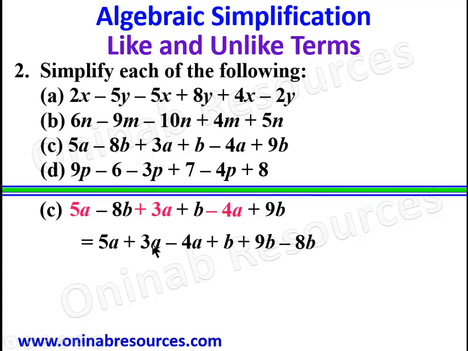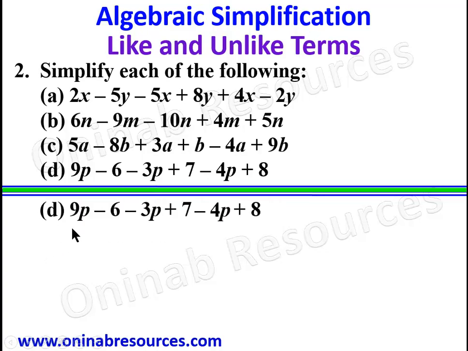5a plus 3a gives 8a. 8a minus 4a gives 4a. Then b plus 9b gives 10b. 10b minus 8b gives 2b. So I have it as 4a plus 2b. Again, we cannot simplify further. That is the end of the solution to problem 2c.